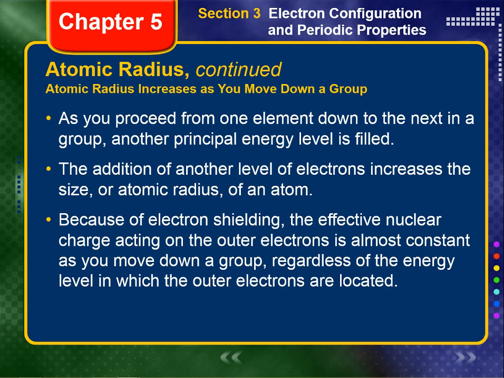So atomic radius decreases as you move to the right within a period, but it increases as you move down a group. Because as you proceed from one element down to the next within a group, another principal energy level has been filled. The addition of another level of electrons increases the size, which here we call atomic radius, of an atom. Because of electron shielding, the effective nuclear charge acting on the outer electrons is almost constant as you move down a group, regardless of the energy level in which the outer electrons are located.